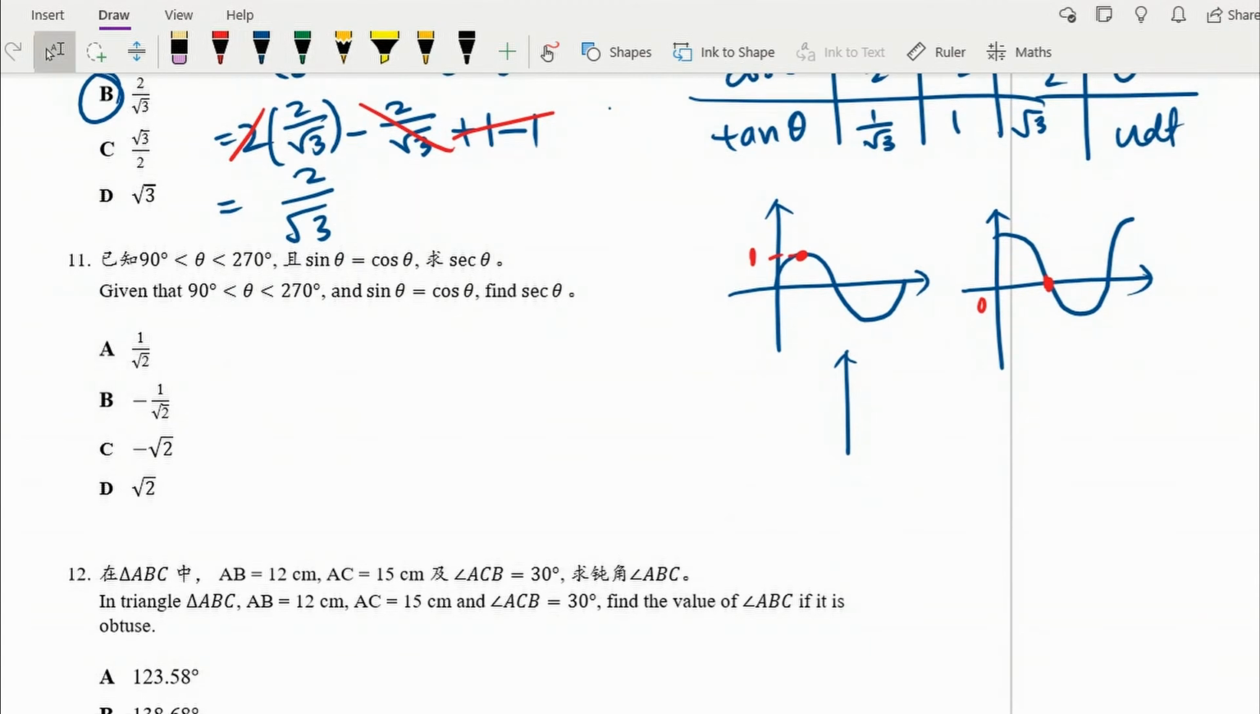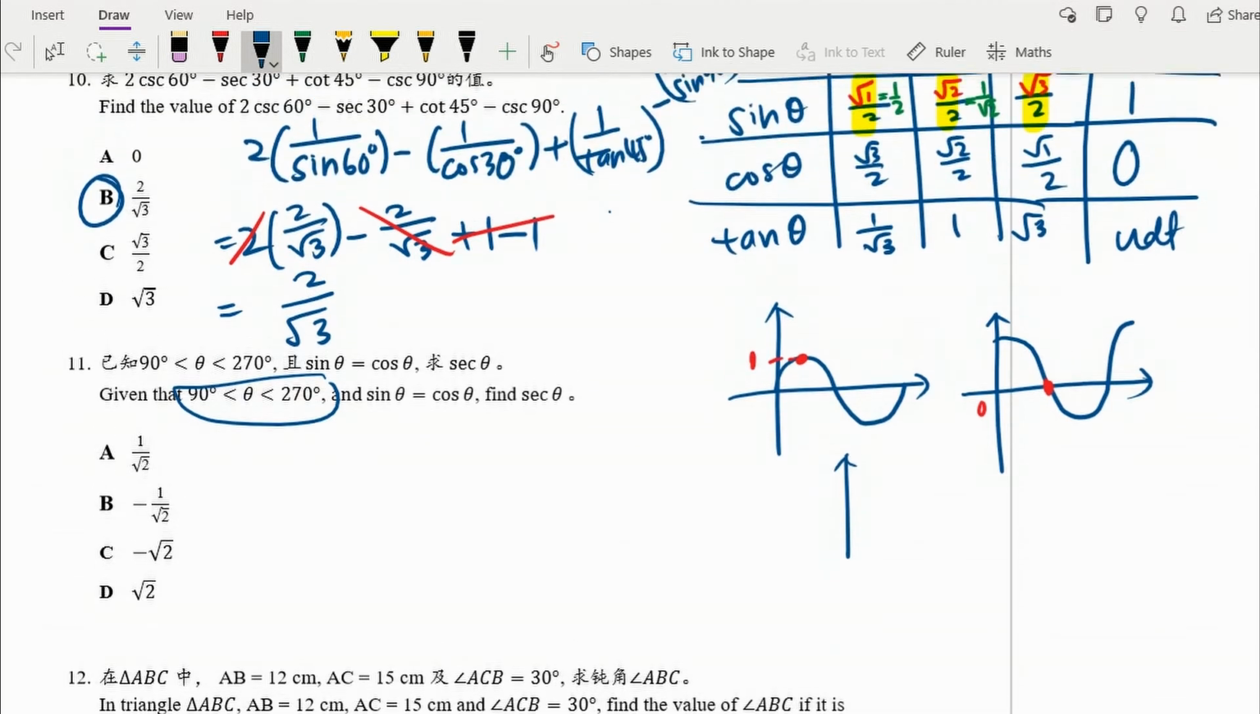Question number 11. Again, it is a triangle question. Your theta is between 90 and 270. Sine theta equals cos theta. Find secant theta. Is there a shortcut way for us to do it? Never mind, I know how.